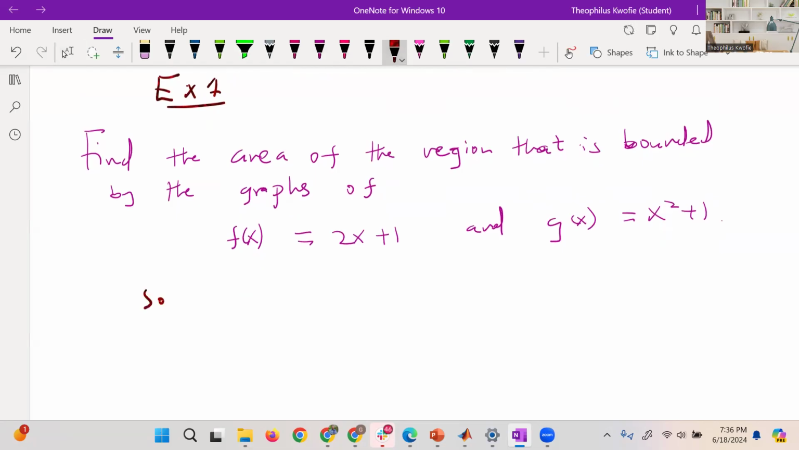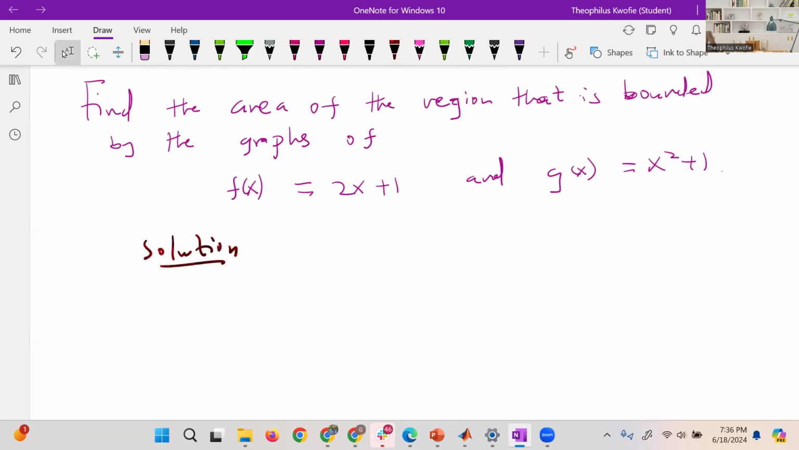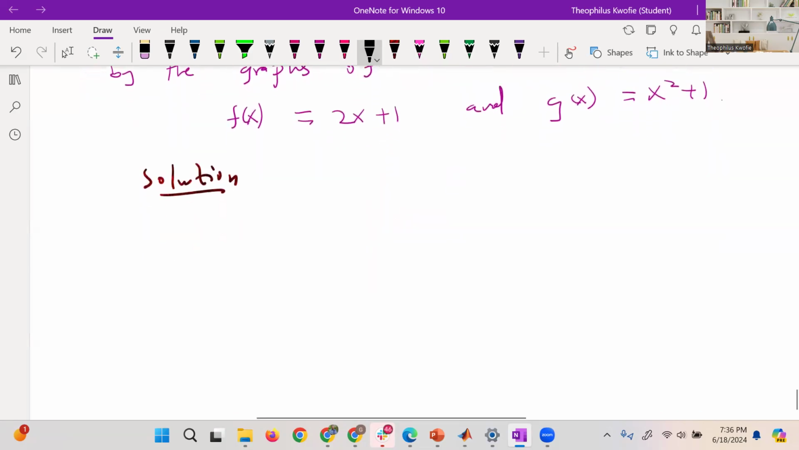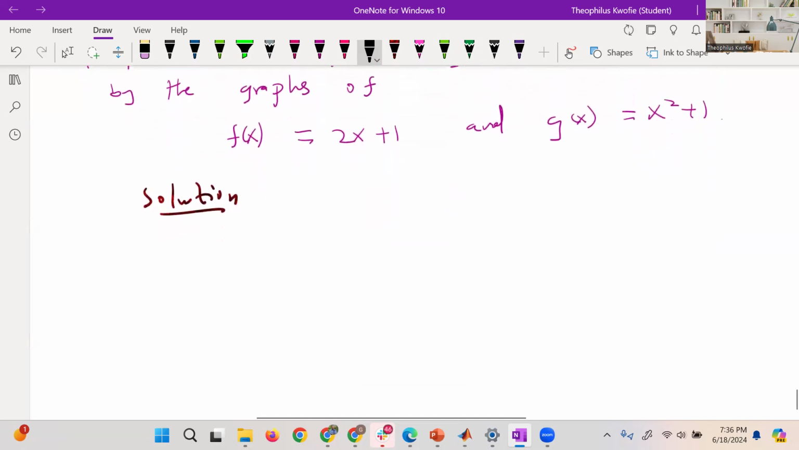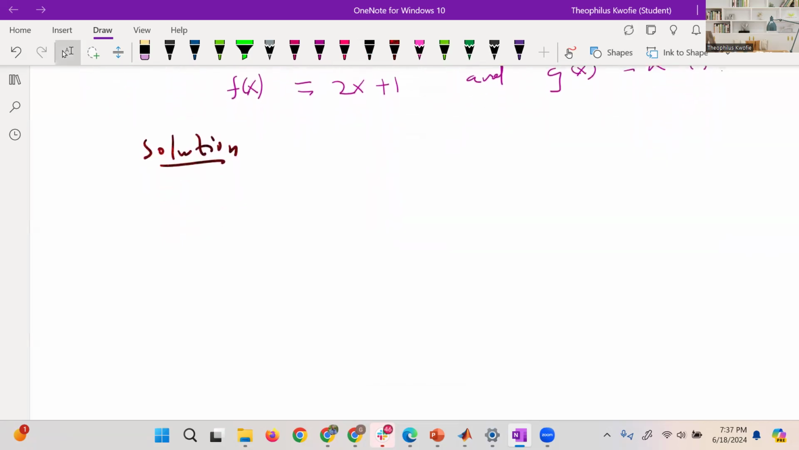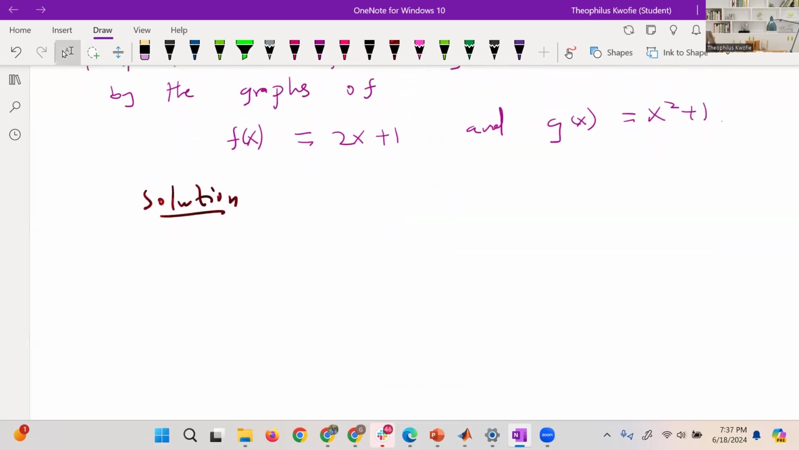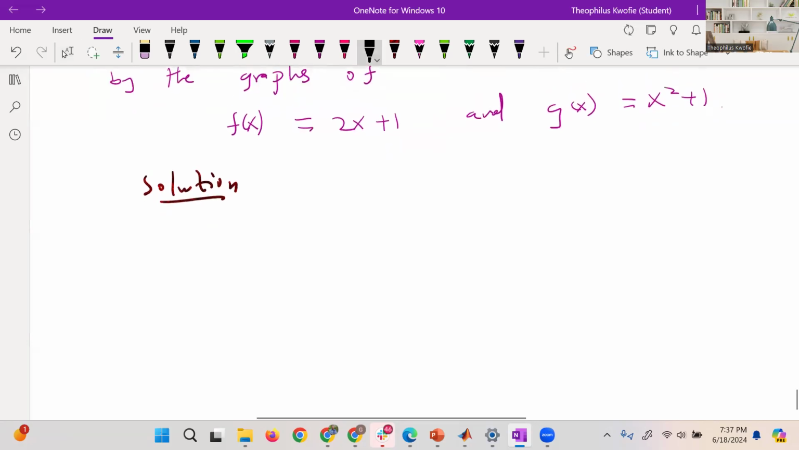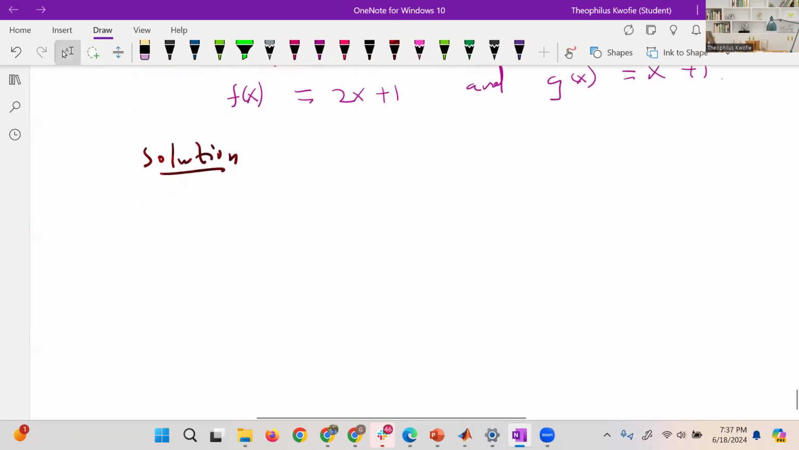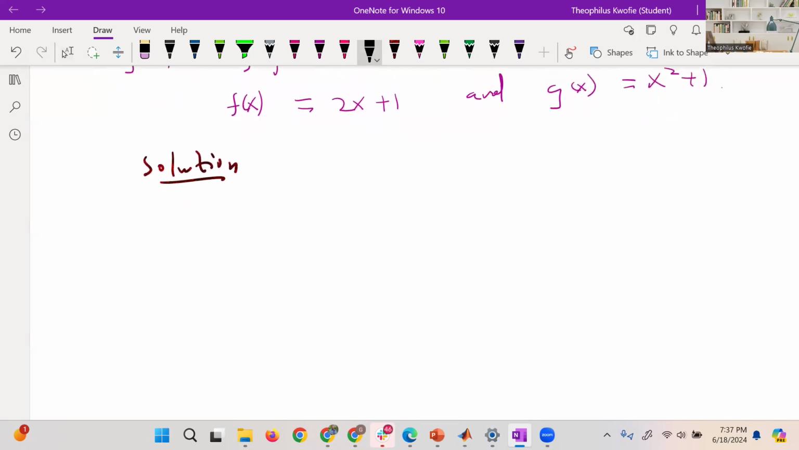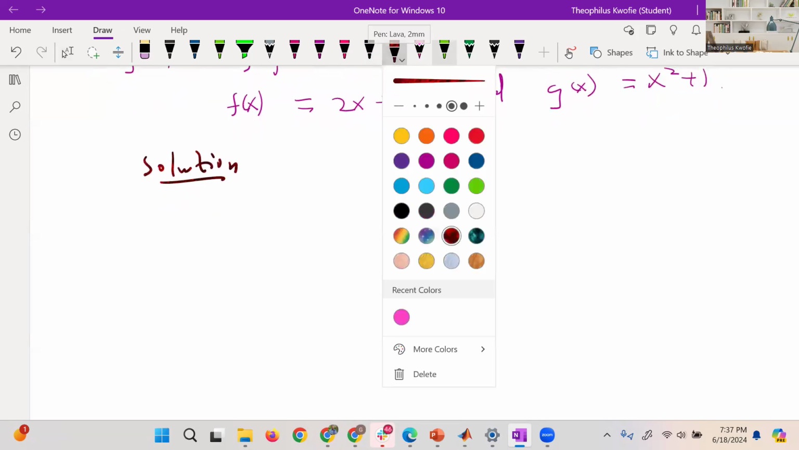To solve this, the easiest way to do is, since you may not know which graph is lying on top of the other, the best thing to do is to graph them. Very important: the best thing to do is to graph them. So the graph of this will be what?